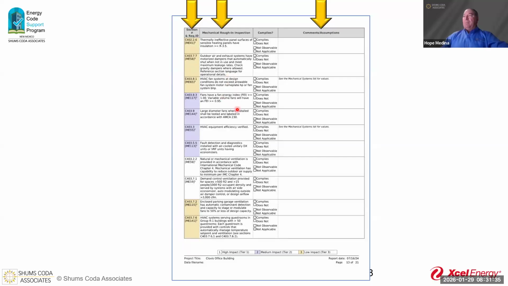It gives us some of the basics, like our equipment efficiency has been verified, that the large diameter fans were installed correctly per AMCA 230. So these again are great little highlights and reminders to make sure that you get that first inspection as thorough as possible.